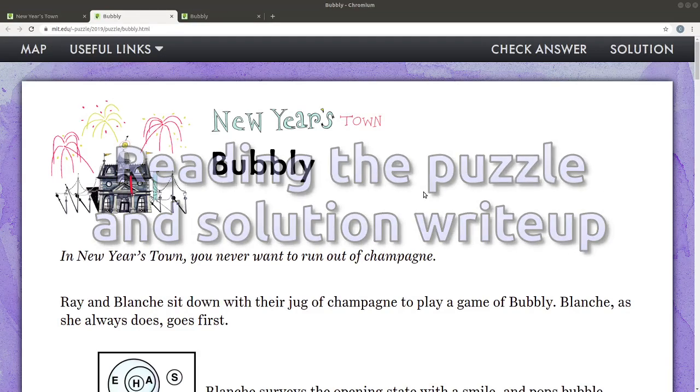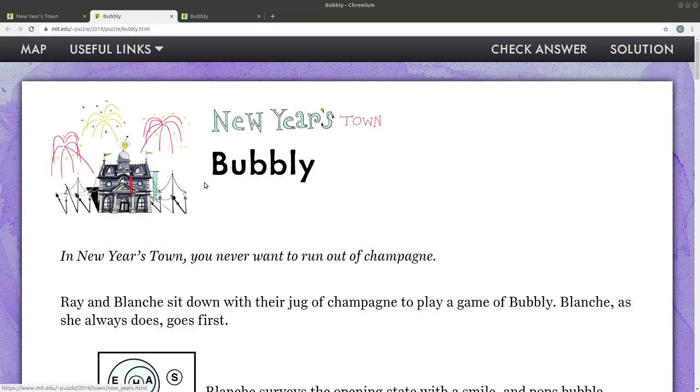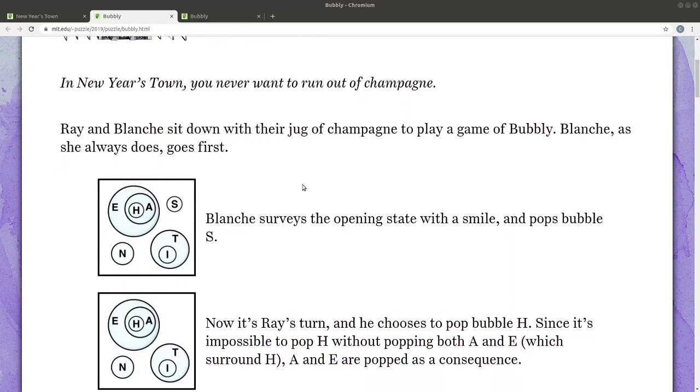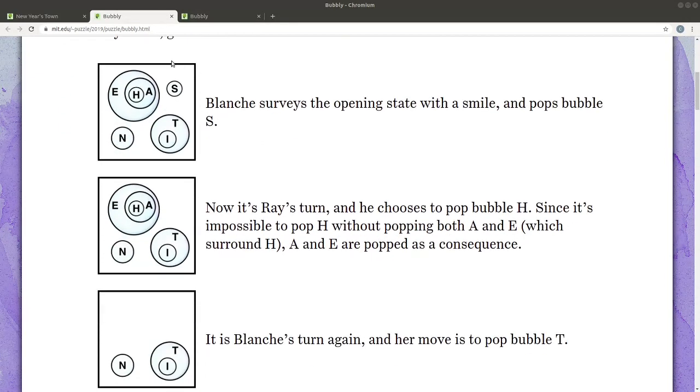Alright, let's start by reading the puzzle. New Year's Town, Bubbly. Ray and Blanche sit down with their jug of champagne to play a game of Bubbly. Blanche, as she always does, goes first. Blanche surveys the opening state with a smile and pops bubble S. Okay, so this is the opening state on the left here, and when she pops bubble S, that means that S is no longer part of the state. You see after that, the S bubble is gone.